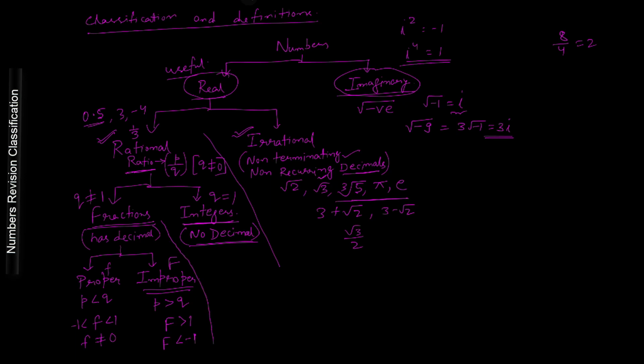So in a way, you can also say that the proper fraction value is between -1 and 1, all the decimal values other than 0. All the decimal values other than integers, greater than -1 and less than 1, are proper fractions, and those greater than 1 and less than -1 will be improper fractions.